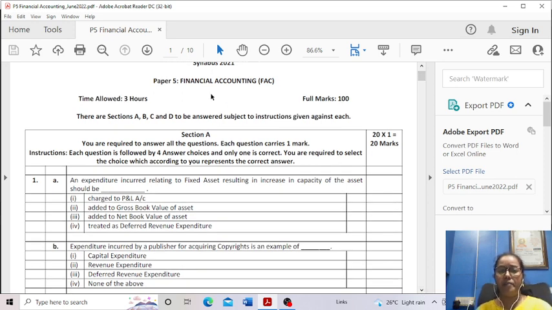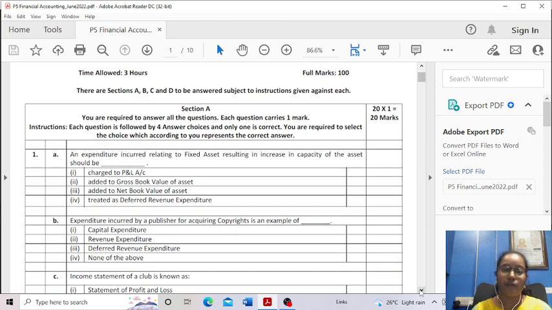It may be financial accounting, or law, taxation, or costing in Group 1. When it comes to Group 2, it may be OM and SM, or cost management, or GST, whatever the paper might be. They are bifurcated into 4 sections: section A, B, C, and D. Section A carries a weightage of 20 marks.